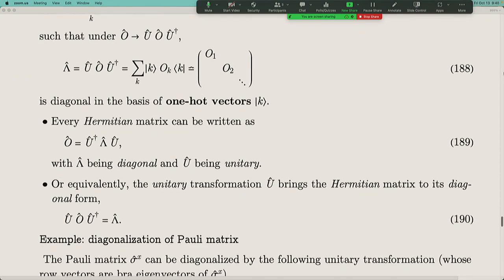Another way of saying this is that every Hermitian matrix can be written in this way. You just move all these matrices to the other side, because we know the inverse of a unitary matrix is just the Hermitian conjugate. Of course, the Hermitian conjugate is much simpler to compute than the inverse, right? So a unitary operator has this nice property that its inverse just requires a Hermitian conjugate. And then every O can be written as a diagonal matrix transformed by the unitary. That's another way of saying it.